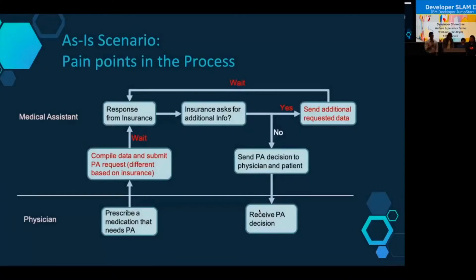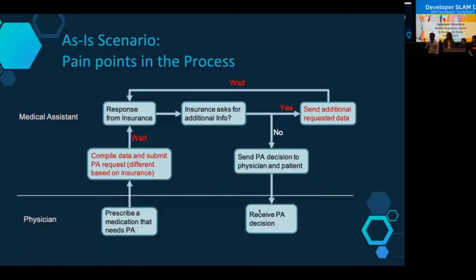So this is the flow of the PA process as it is right now. And in red, we've identified some pain points in the life cycle of a PA request. So obviously, it starts when a physician prescribes something that requires PA. And immediately, we hit this issue of just submitting the request because each insurance company and potentially each medication has its own form that needs to be submitted. And then right after that, we have to wait for a response from the insurance, and that's a big problem because that can take an unpredictable amount of time, and there's no way of knowing how far along the request is on the insurance side.